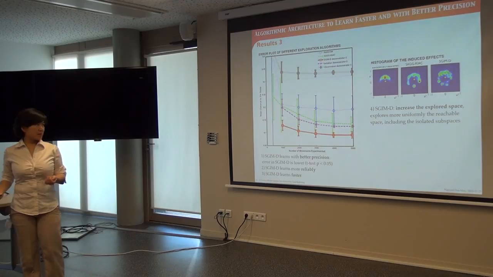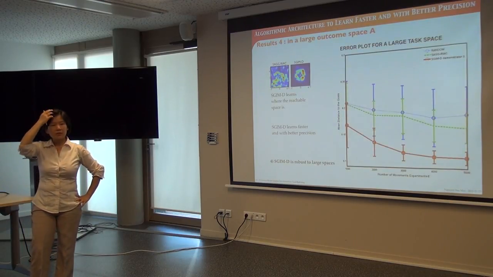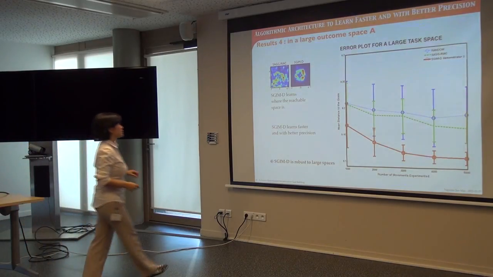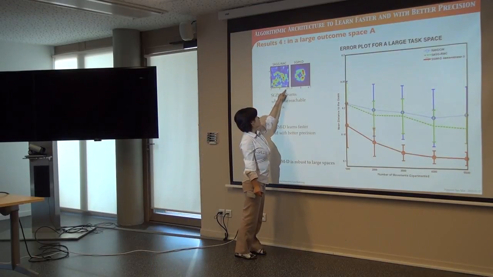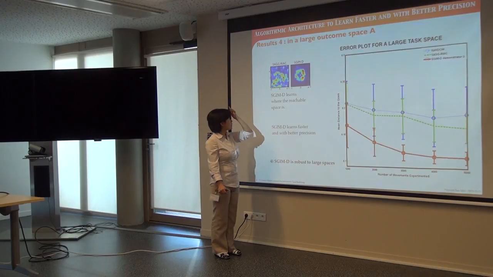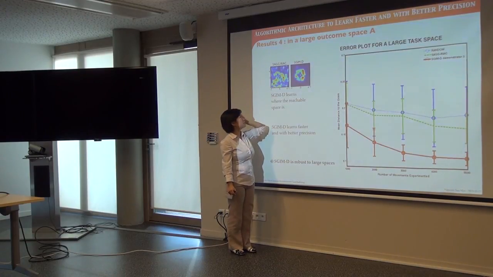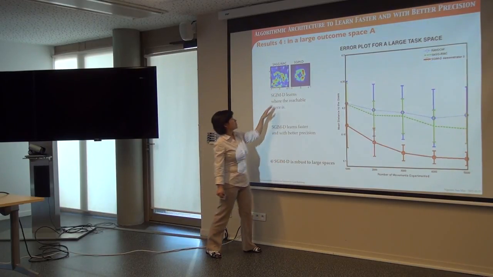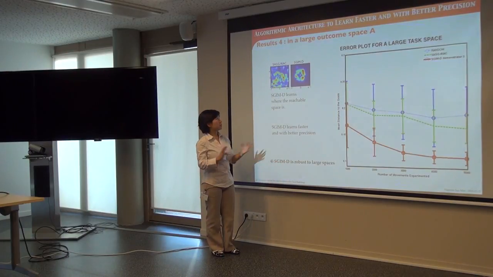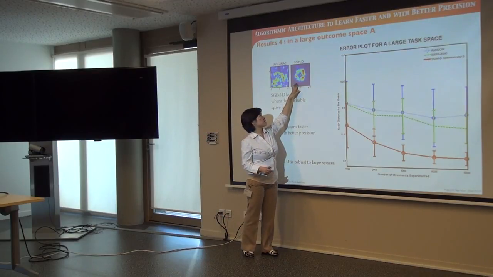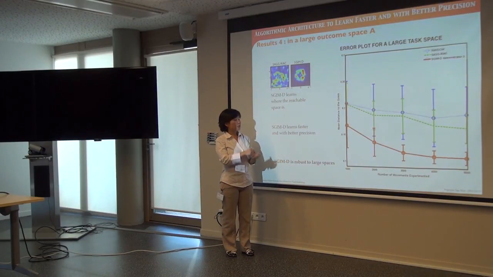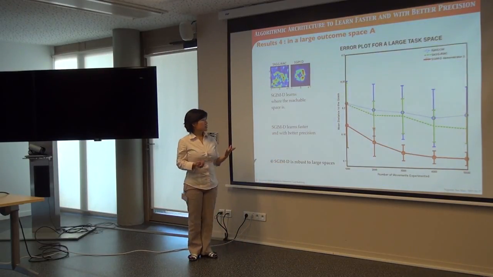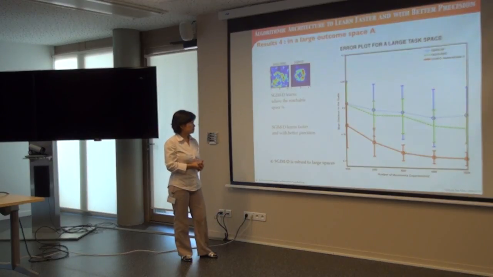So what about larger spaces? In the second set of experiments, we use a larger outcome space, 100 times larger. And again, we plotted on the outcome space. This time, we plotted the histogram of the goals that the robot set for itself. So we can see that this seems to be a more fuzzy distribution, whereas in the case of SGIMD, the robot has set goals that correspond better to the reachable space. So somehow SGIMD learns where the reachable space is.